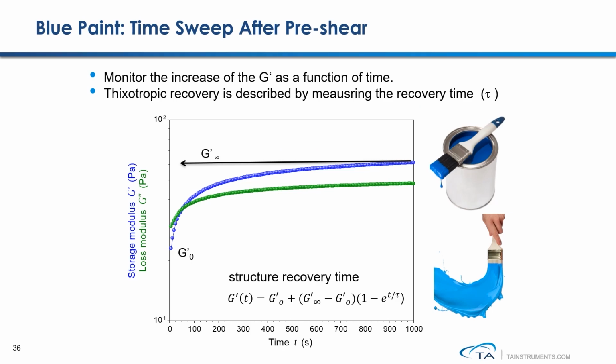Here are the case study results of testing the same blue paint using this pre-shear followed by time sweep method. After pre-shear at 100 reciprocal seconds for a minute, the structure of this paint is destroyed. And then immediately you start a dynamic time sweep using a small strain that's in the linear viscoelastic region. During the measurement, storage modulus change as a function of time is monitored. So fit this curve to an equation. Using this equation, you can then calculate the structure recovery time. This recovery time is critical in controlling the performance of the paint sample.